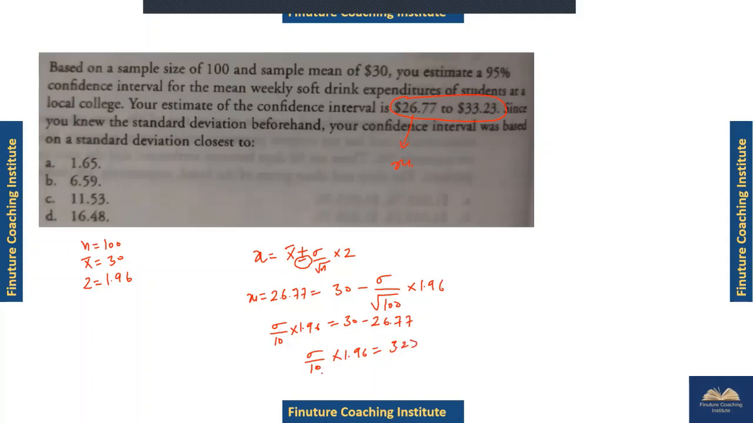What I'll do, I'll multiply this by 10 and divide it by 1.96. It is coming around 16.6. So let me just type it. Sigma is coming around 16.479, which I think is option D. It's a very straightforward question. Just understand how these intervals are derived.